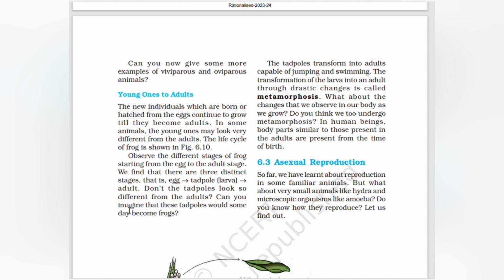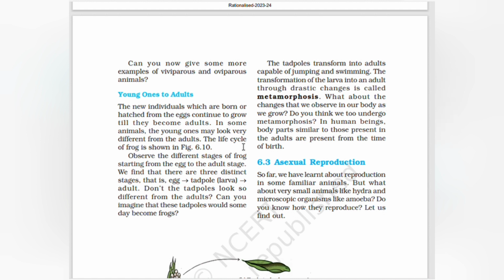Don't the tadpoles look so different from the adults? Can you imagine that the tadpoles would someday become frogs? The tadpoles transform into adults capable of jumping and swimming. The transformation of the larva into an adult through drastic changes is called metamorphosis. What about the changes that we observe in our body as we grow? Do you think we too undergo metamorphosis?